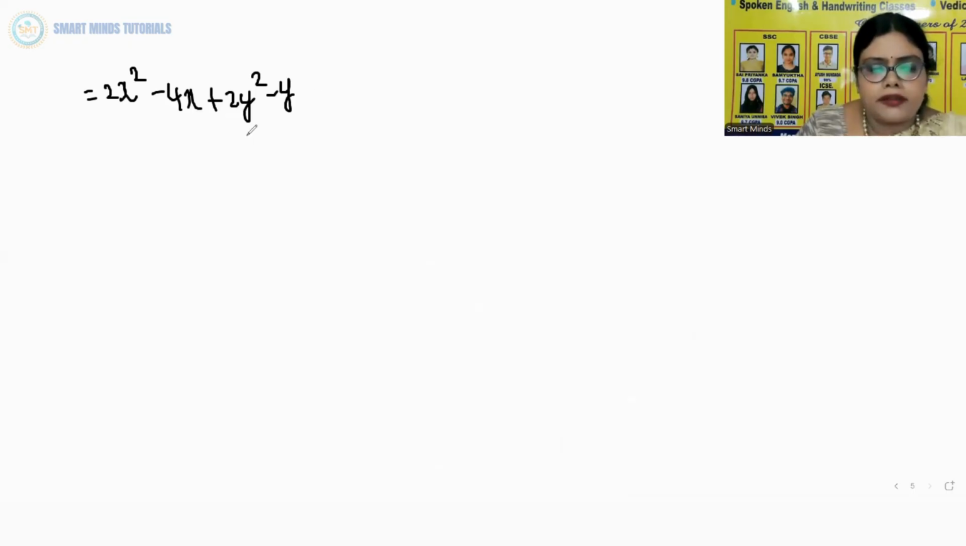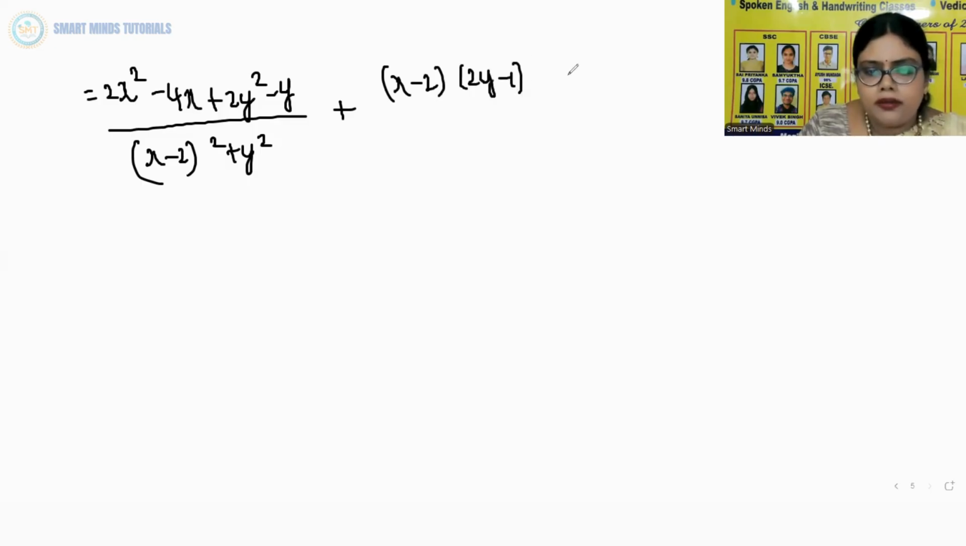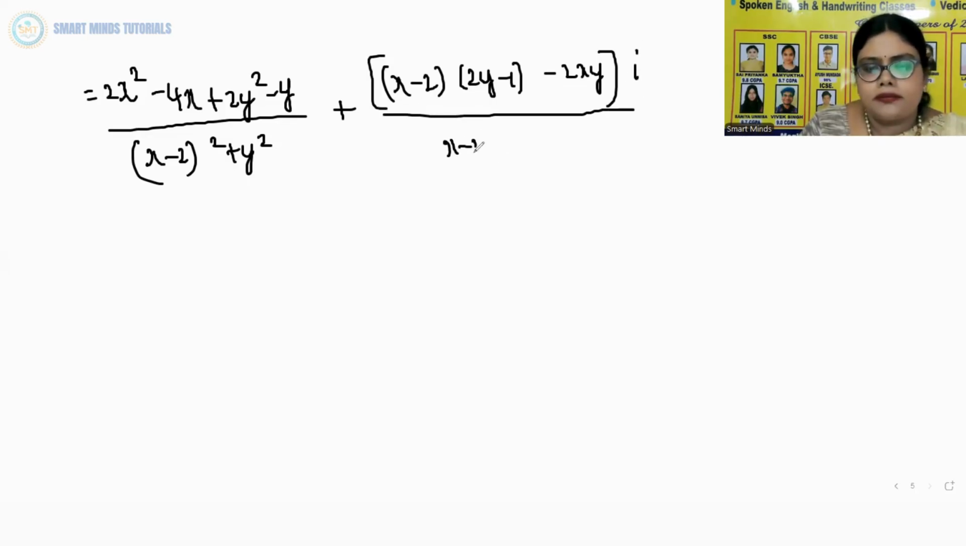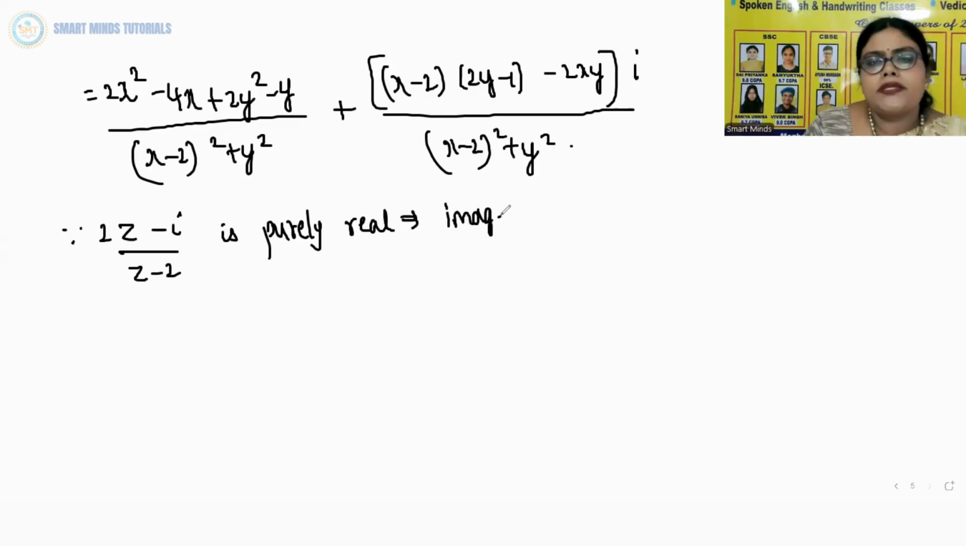This is the real part. So I am dividing it by (x minus 2) whole square plus y square. Then (x minus 2) into (2y minus 1) minus 2xy. After simplifying, I am separating real and imaginary parts. So we get this. But what is given in the question?